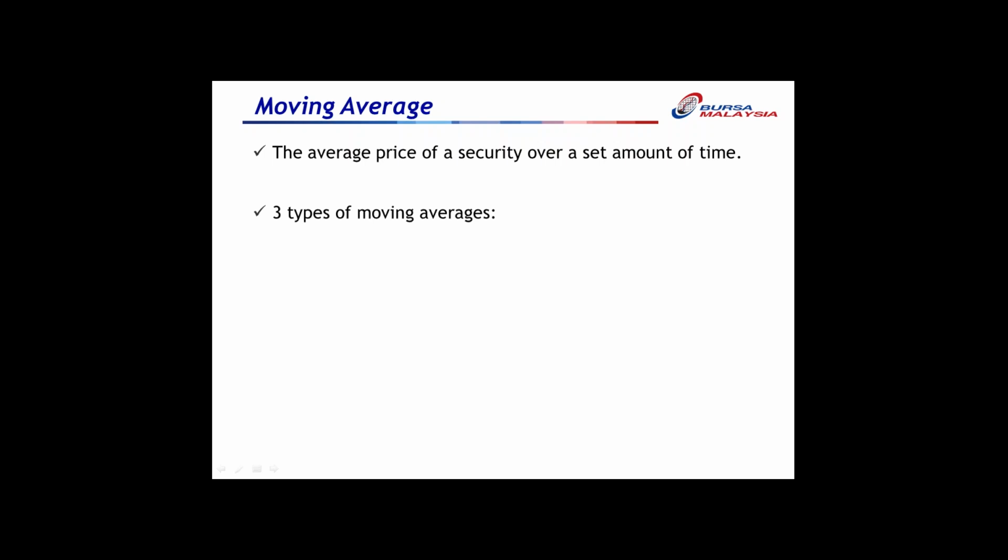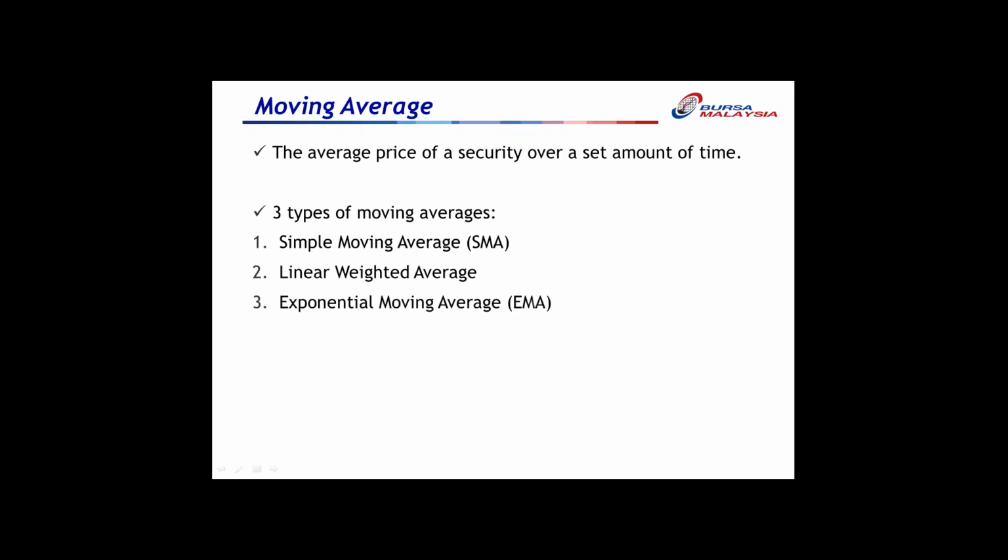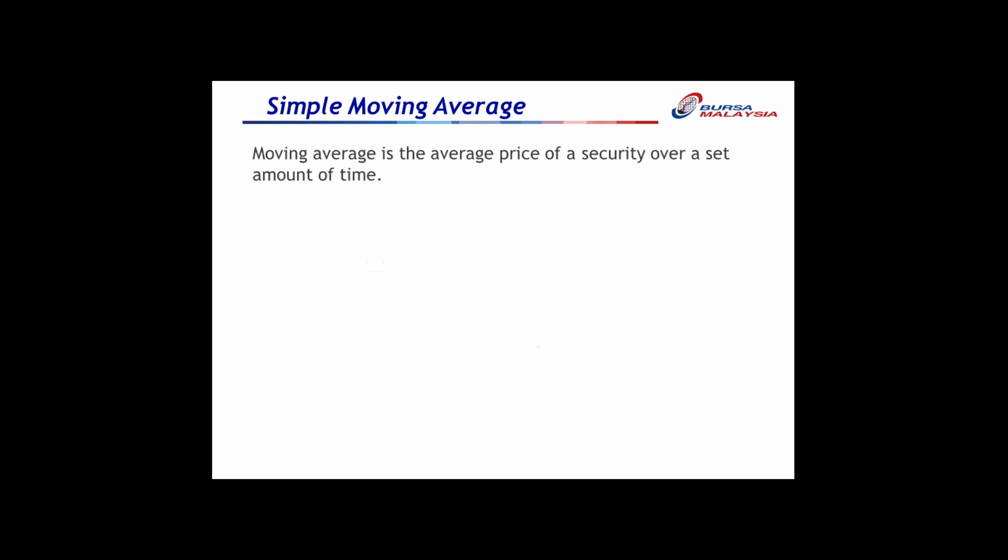So there are three types of moving averages. The first type is what we call simple moving average, SMA. The second type is what we call linear weighted average. The third type is called the exponential moving average, the EMA. Now basically, it is the SMA that is used more frequently, followed by the EMA and linear weighted average. Basically, I think very few people use linear weighted average because the linear weighted average has evolved into the exponential moving average. So what is simple moving average?